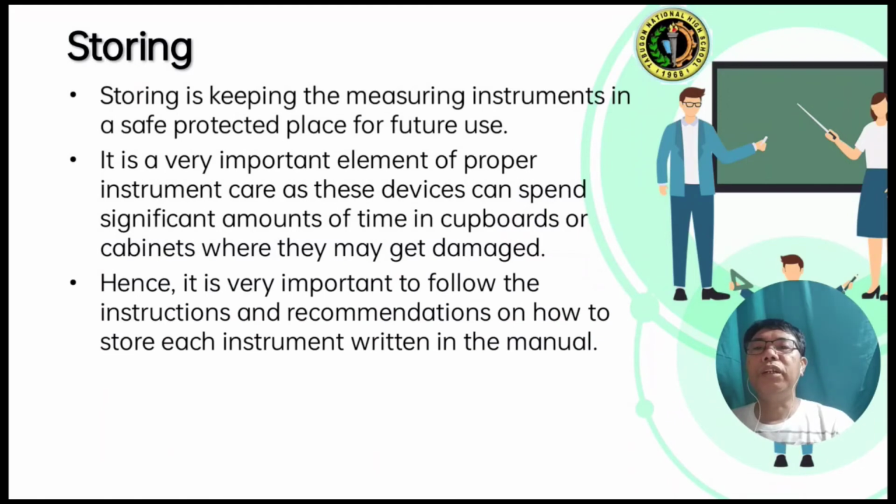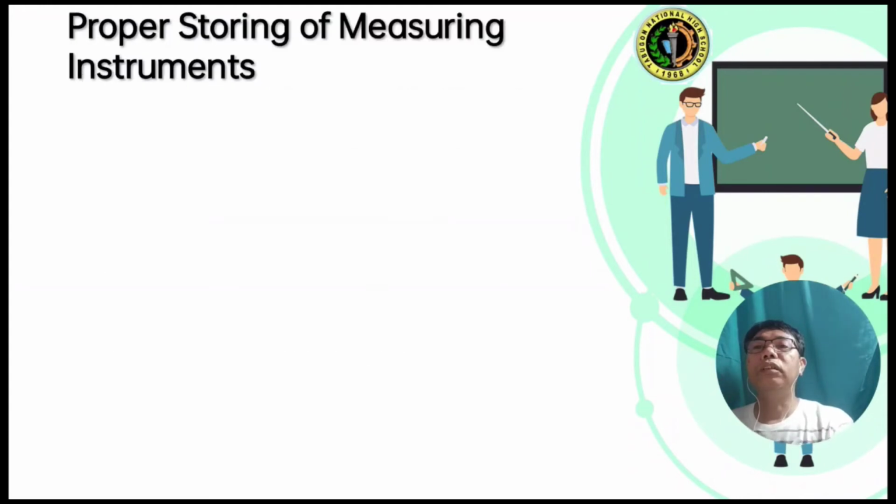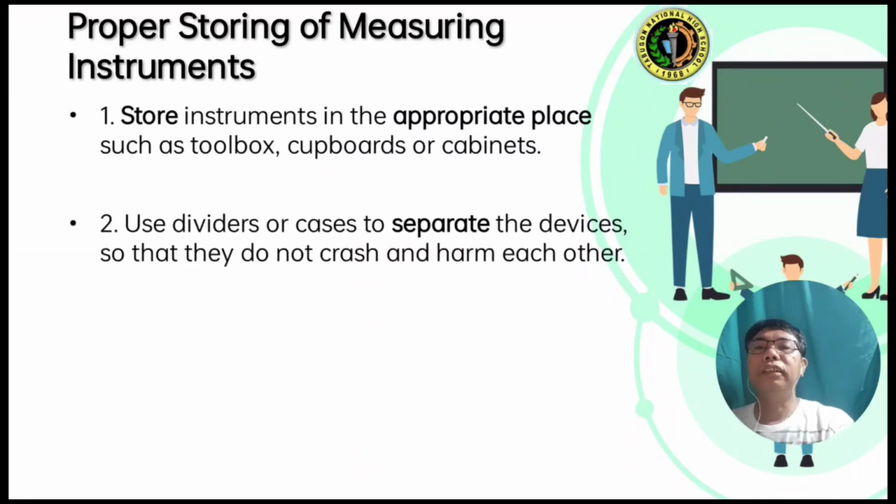Hence, it is very important to follow the instructions and recommendations on how to store each instrument written in the manual. So we have here the manual. You have to follow all the instructions that you read in the manual. The following are some instructions on how to properly store the measuring instruments or tools. 1. Store the instruments in an appropriate place such as toolbox, cupboards, and cabinets.